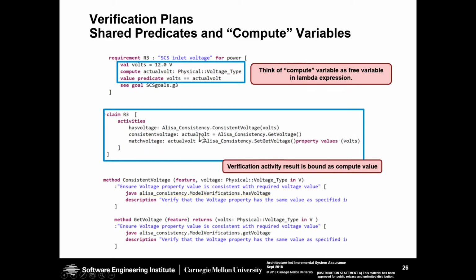We assign the result value to the compute variable, and at the bottom we are showing how you characterize the verification method. We are indicating a method that applies to features like ports and so on, and in this case takes a parameter. In the second case, we have a method that again takes a feature and returns a particular value, and it's this latter one that lets you assign the return value to compute variables.